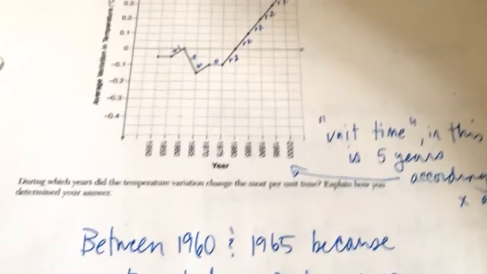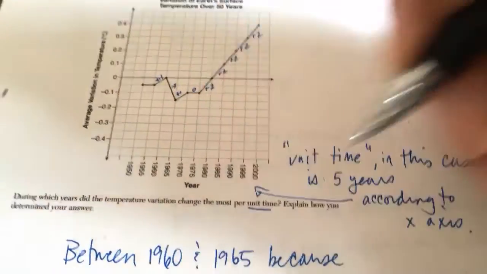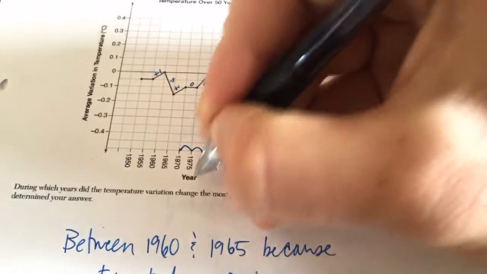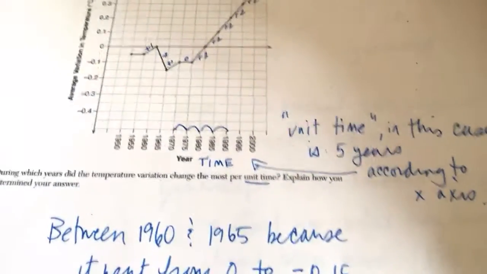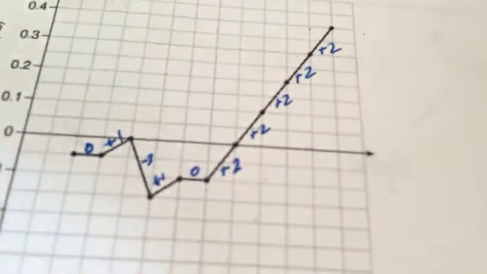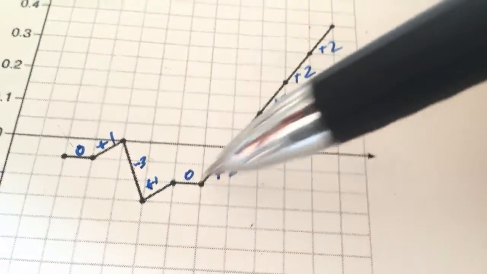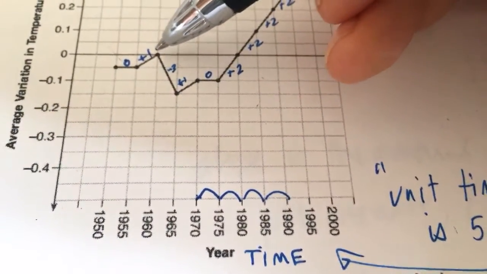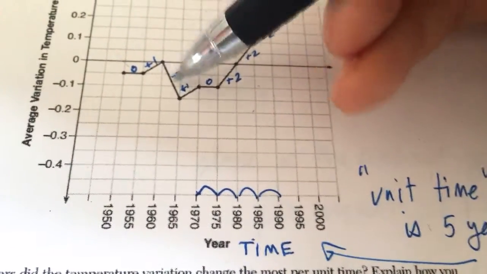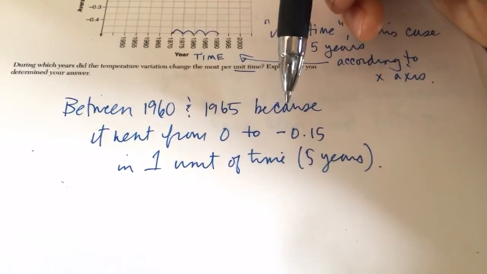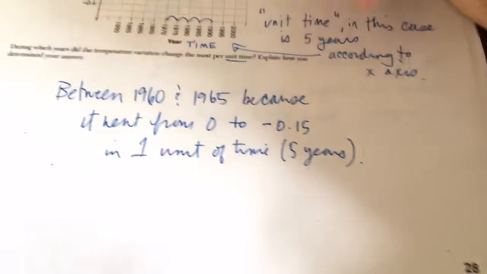Number 28, they give you a graph of the change in variation of the average temperature. They ask, during which years did the temperature change most per unit time? Now, in this case, our unit time is 5 years because each unit of a box is 5 years. The x-axis is our time. Okay? So if you notice, from here to here there was 0 change. From here to here there was 1. From here to here was down 3, this one up 1, 0, up 2, up 2, up 2, up 2, up 2. So between 1960 and 1965, this was the most change per unit time because it went from 0 to negative 0.15 in 1 unit of time.